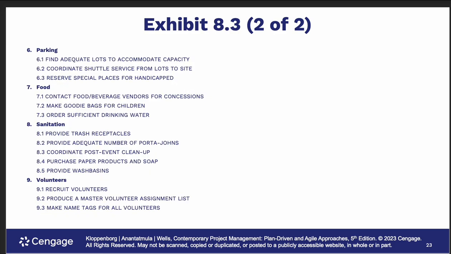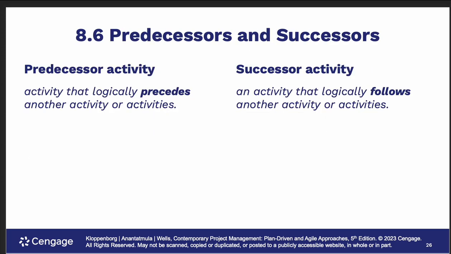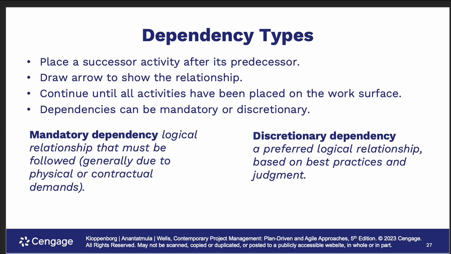So more details for you. I'm not going to read through all these. You can look at them. So sequence, predecessor, and successor. Predecessor is something that happens before, precedes an activity. Successor follows. So it's a logical sequence. But it's good to understand those terms.